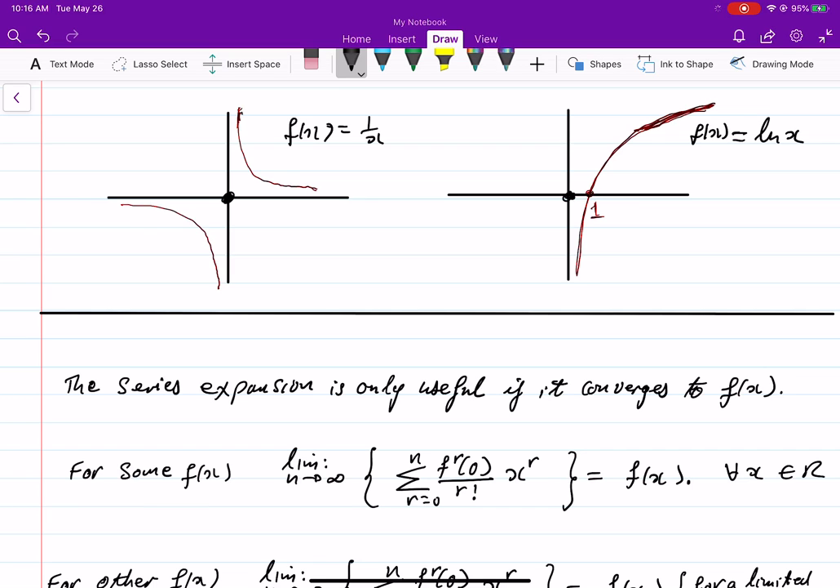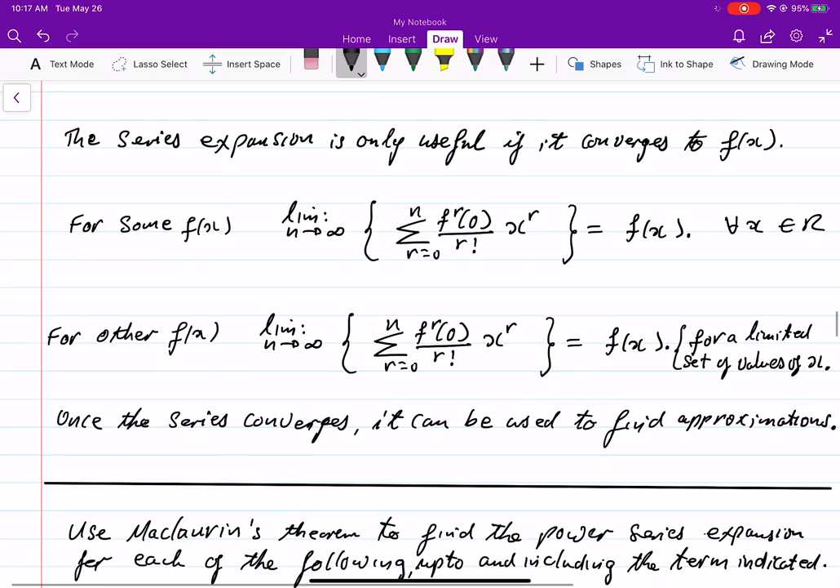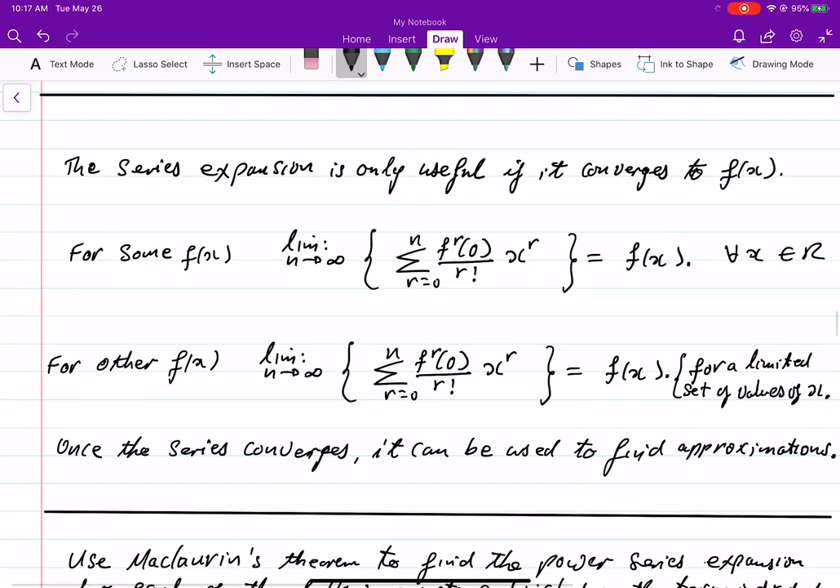Let's keep going. The series expansion is only useful if it converges back to f of x. That is, for some function f of x, the limit as n approaches infinity of the sum from r equals 0 to n of f^(r) of 0 over r factorial times x to the r gives you back f of x for all values of x which are members of the set of real numbers. This is for some functions.